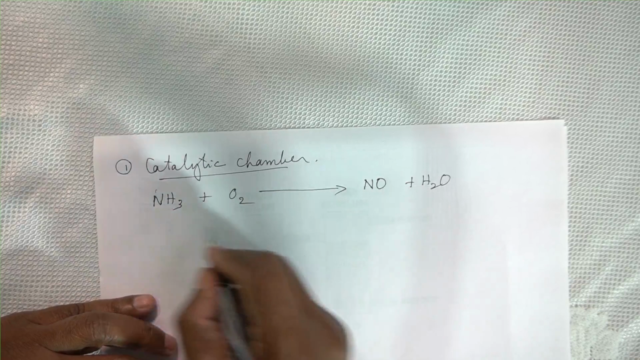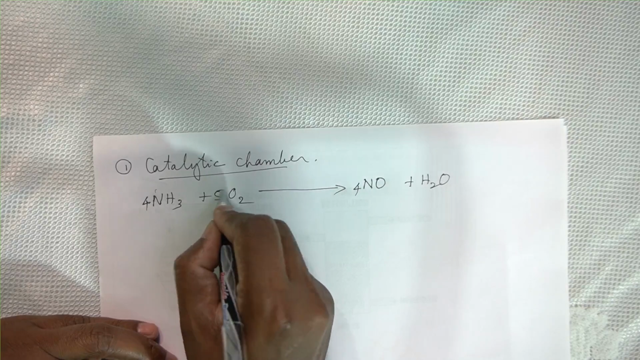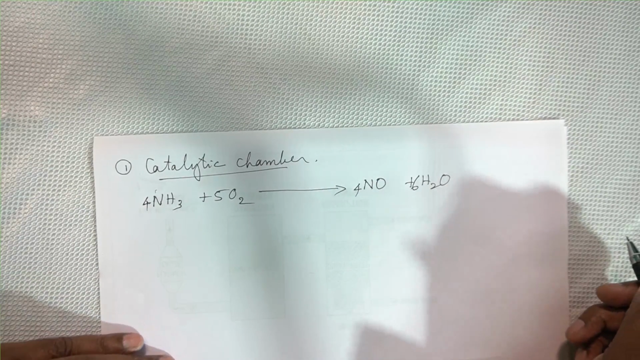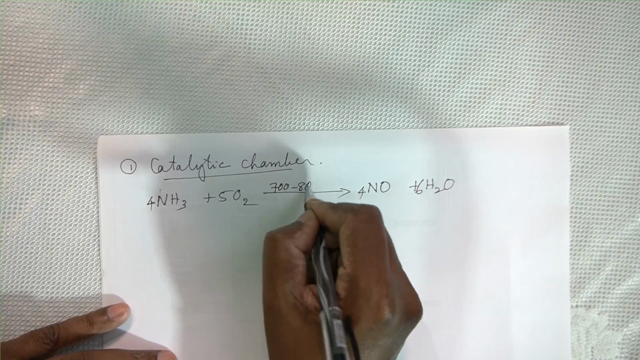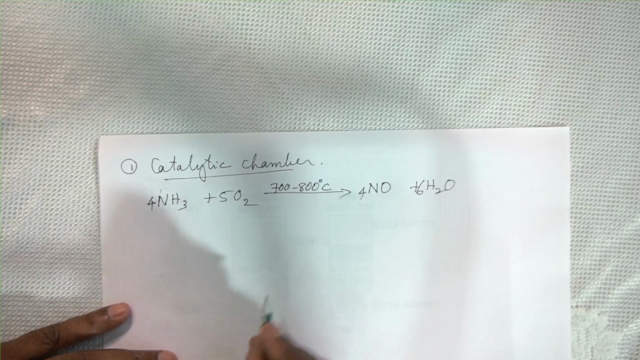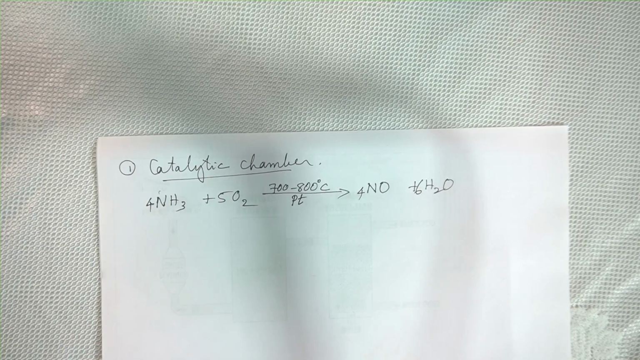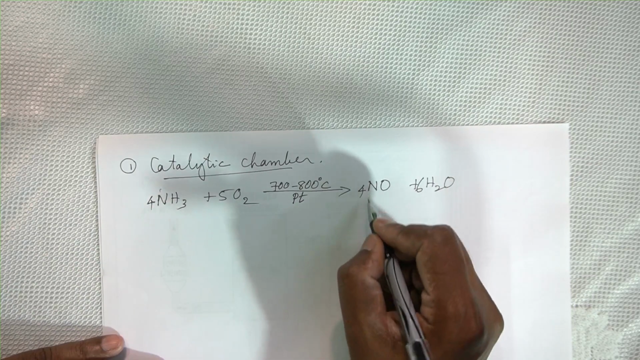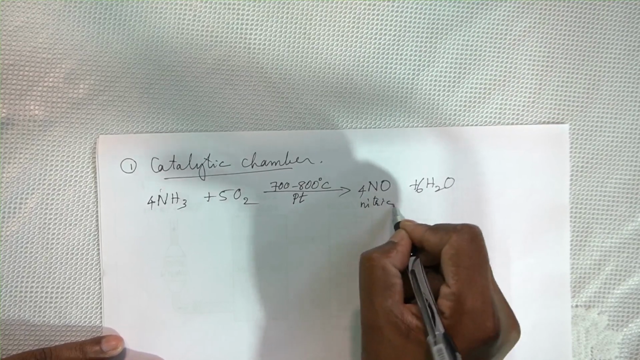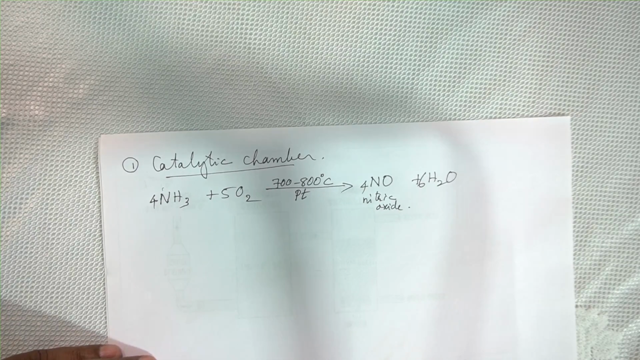How do we balance this? 4NH3 plus 5O2 gives 4NO plus 6H2O. So it is balanced. The temperature here is 700 to 800 degrees Celsius. The catalyst used is platinum, Pt. So we can say that a mixture of ammonia and air is passed over heated platinum at 700 to 800 degrees Celsius, where the product nitric oxide or nitrogen monoxide is obtained along with water. This is happening in the catalytic chamber.